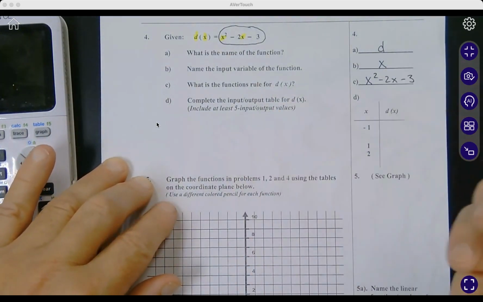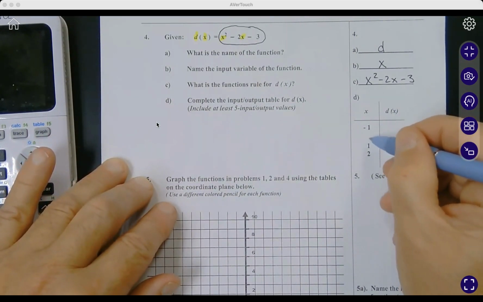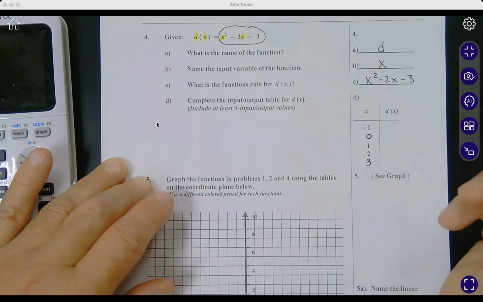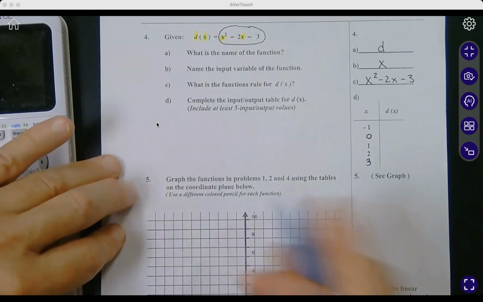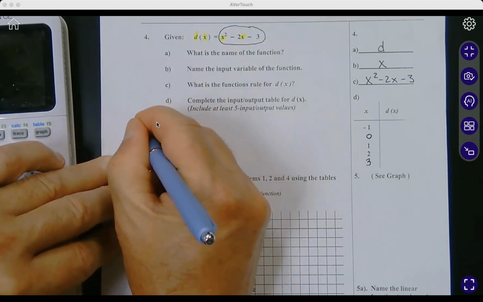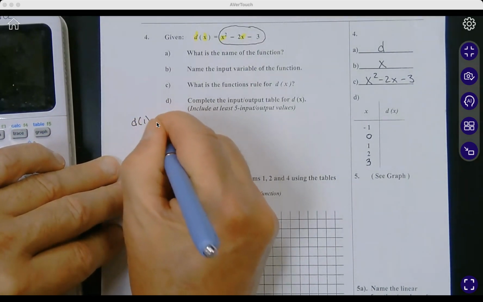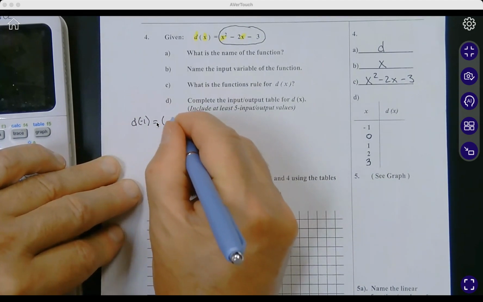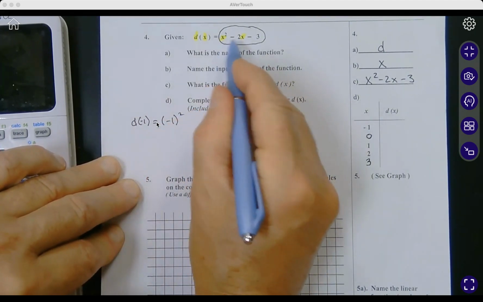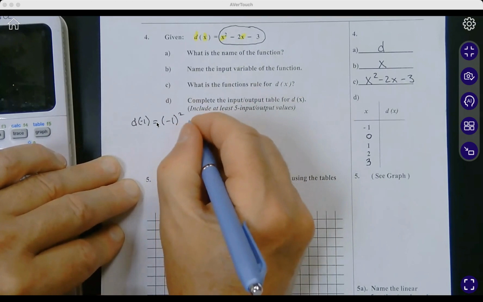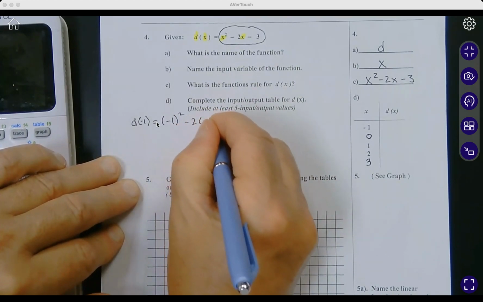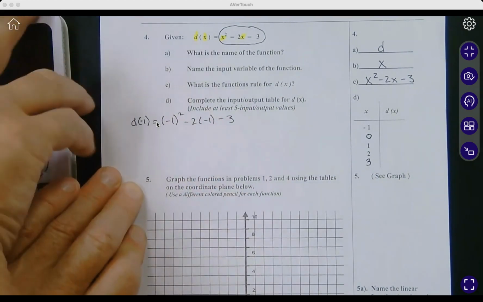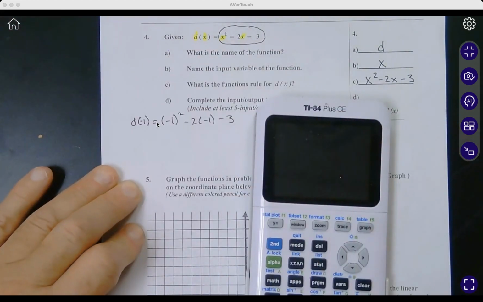Make a table with 5 inputs and outputs. Between -1 and 1 is the number 0, and after the number 2 is the number 3. So now I'm going to evaluate this function. I'm going to do d of -1 equals (-1) squared. So I'm substituting into the rule, minus 2 times -1. Notice how I'm using parentheses. Always use those parentheses.